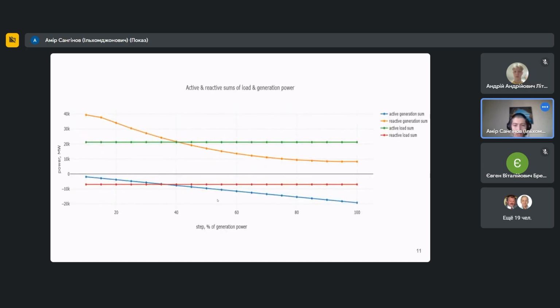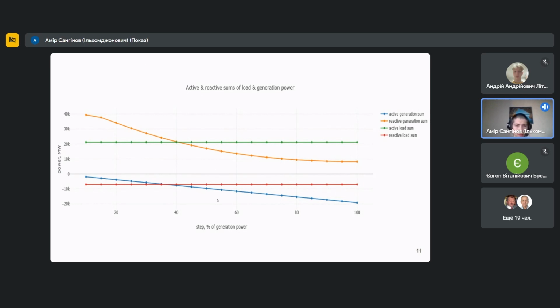In our case study, we decreased the active generation power by 5% per step from 100% to 10%, while keeping the load constant, which you can see on this graph right here. This decreases voltage, which in turn must be compensated by an increase in the reactive generation of the remaining generation nodes, which we also see on this plot. In practice, there will be an upper limit for the possible increase in reactive generation power.